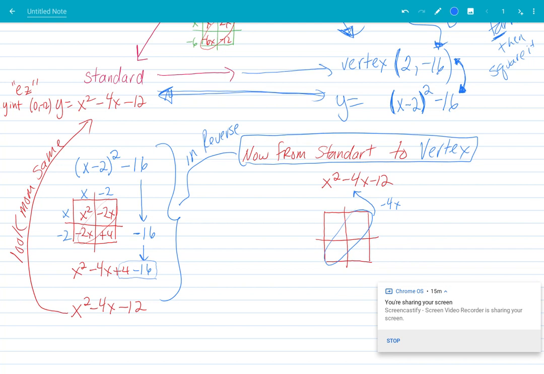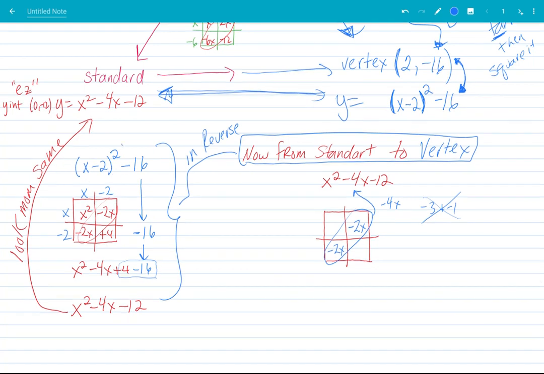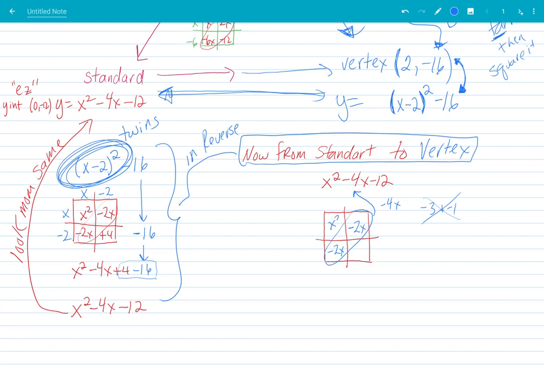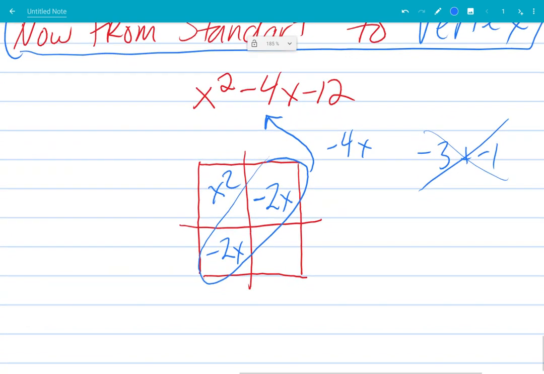So for example, -3 and -1 add up to -4, but they are not twins. -2. And why do we want twins? Because that's what vertex form has. Does that make sense? So leave this spot blank.